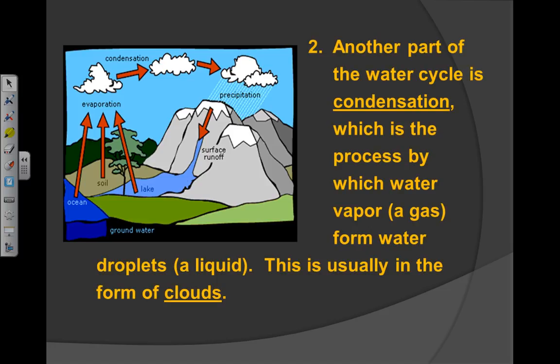Number 2, another part of the water cycle is condensation, which is the process by which water vapor, which is a gas, forms water droplets, which is a liquid. This is usually in the form of clouds.